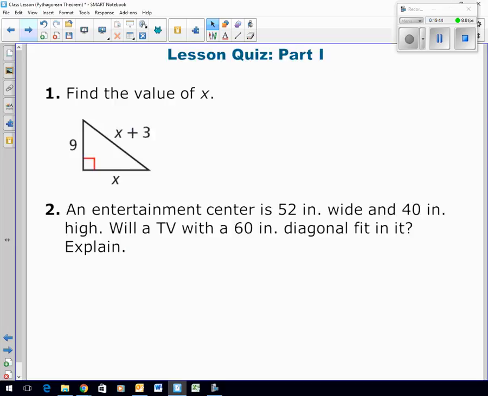Let's see how good you guys are at this. I'll give you 5 minutes to do these two problems, okay? Yes, you must do them. It is part of your classwork.